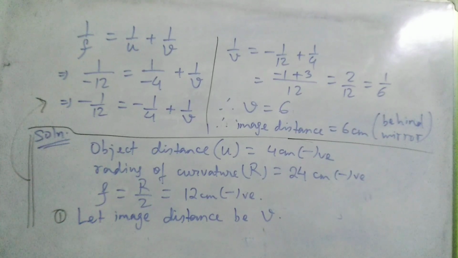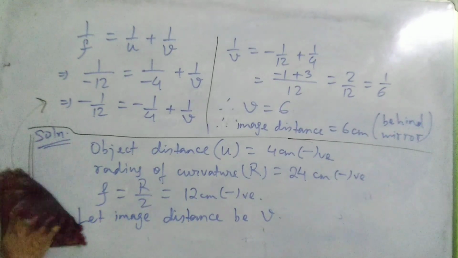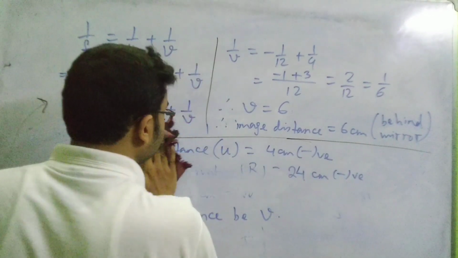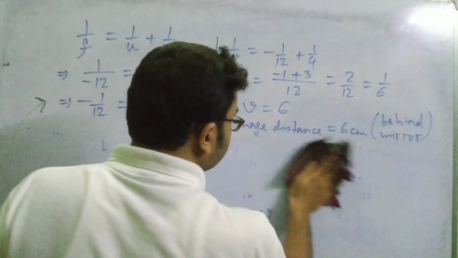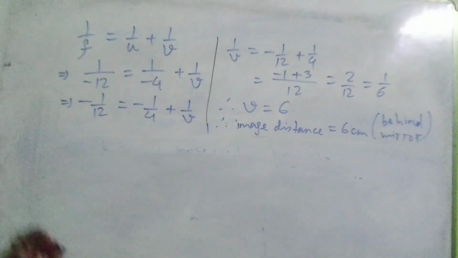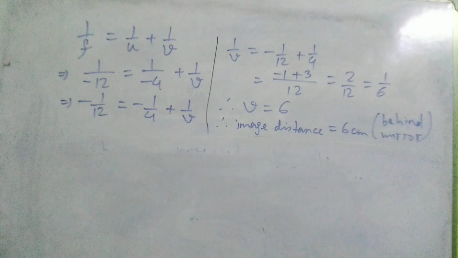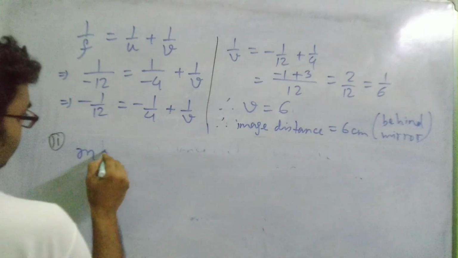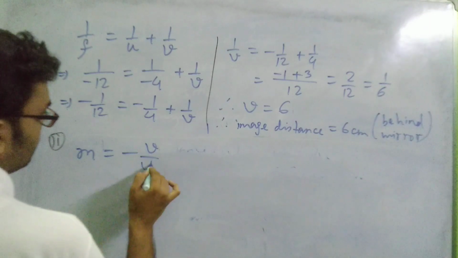Okay, and is the image magnified? How can we find it out? Is the image magnified or not? Let us calculate the value of m. So m is, as you know, minus v by u. The second part, is the image magnified? Let us see. m is equal to minus v by u.